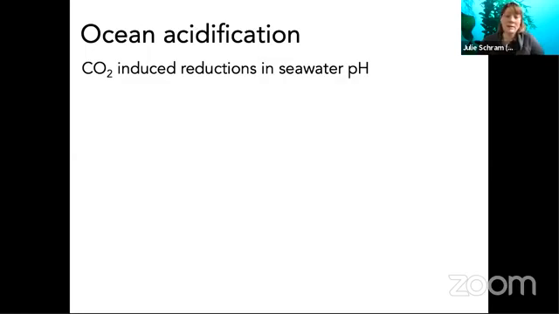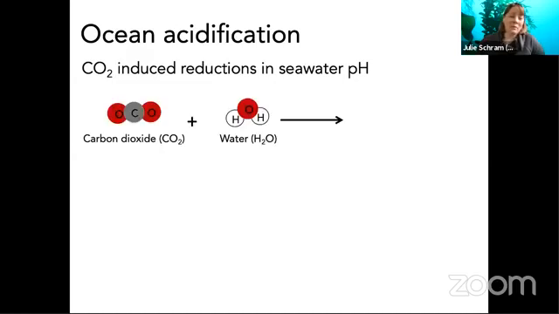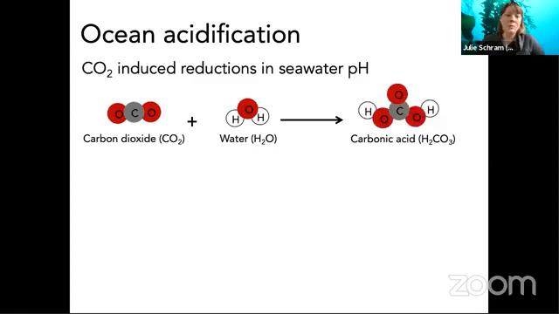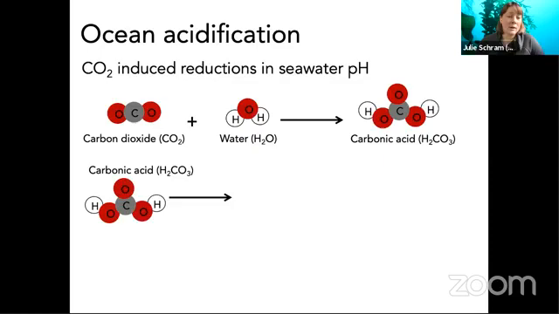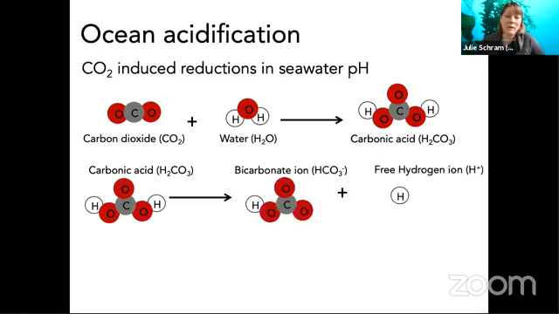Just in case you haven't had this as a main part of your study, I'm going to go over the mechanism very briefly. Basically, carbon dioxide in the atmosphere combines with water. It will transiently form carbonic acid, which is a very weak acid. Carbonic acid, once formed, will quickly dissociate into a free bicarbonate ion and a free hydrogen ion. And it's the accumulation of these free hydrogen ions that causes an increase in acidity, or a decrease in pH.